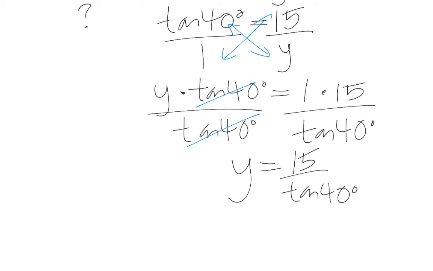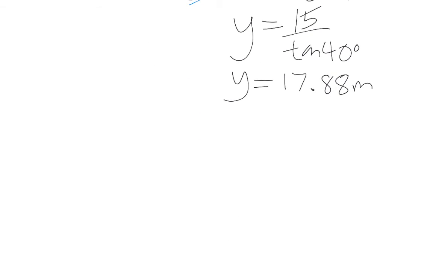Now at this point, all you need to do is punch that into your calculator. So 15 divided by tan 40 degrees, and that is going to be approximately 17.88 meters. Therefore, we've just figured out that Alexa is about 17.88 meters from the house. However, we're not done yet. We need to figure out what is the distance between Emma and Alexa. So we're going to take our two distances and we're going to subtract them.